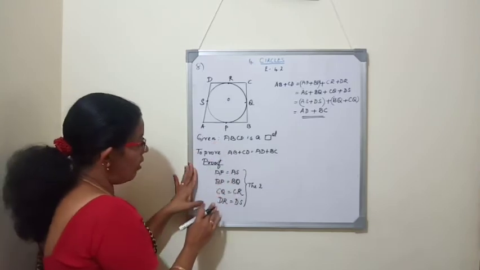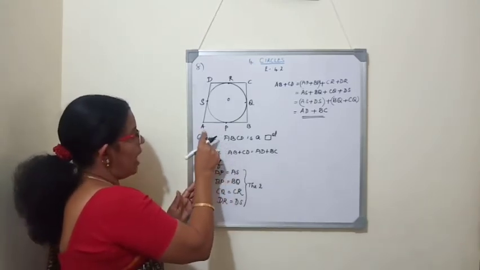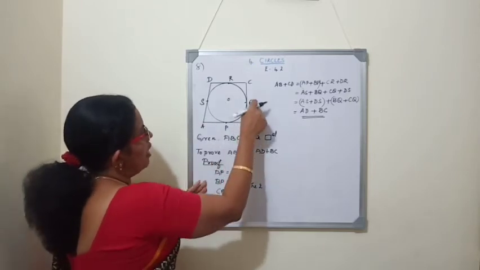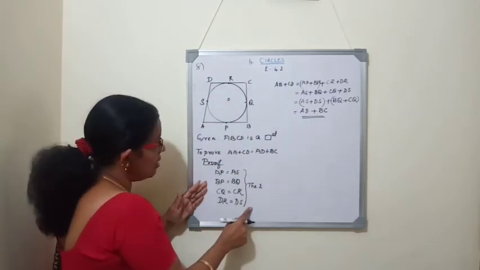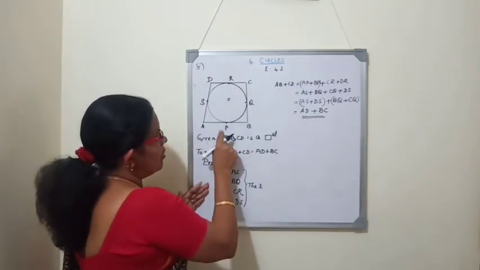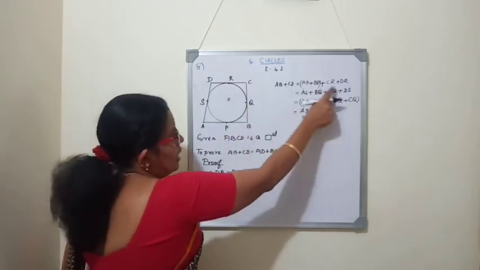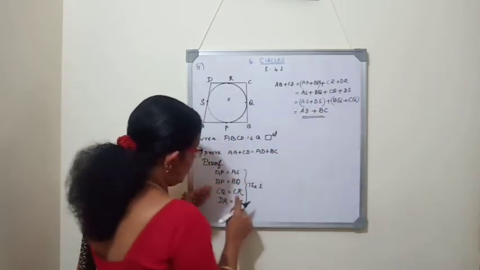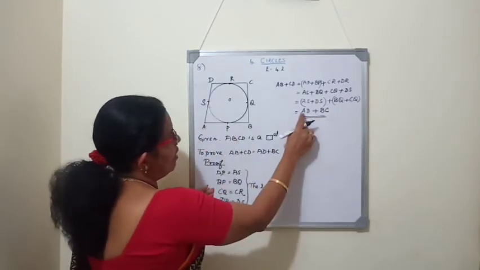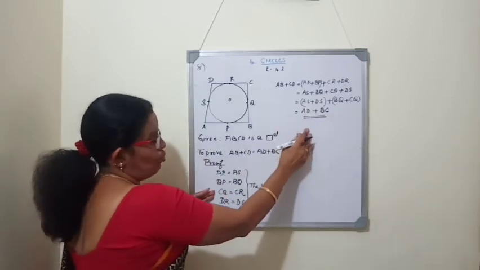So here all we have to do is apply theorem 2 and write the tangents which are equal: AP equals AS, BP equals BQ, CR equals CQ and DR equals DS. Then in the LHS, write AB in terms of P, that is AP plus BP, and CD you write CR plus DR. Change all the terms according to this. Rearrange the terms and from the diagram we can write AD plus BC. Very important question for 2 marks.